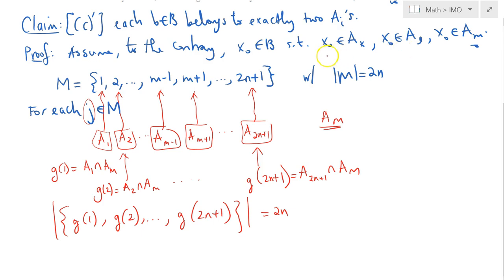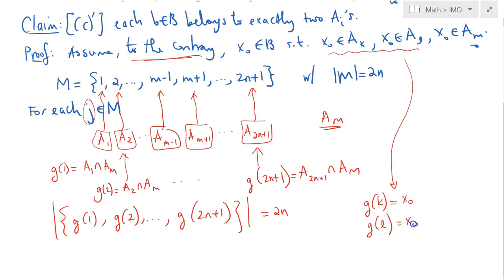If we look closely, we would realize that, for example, that's where we try to find the contradiction, right? g of k as a result would simply be equal to x0, as is g of l. That's also equal to x0. Why? Because this is simply the intersection of A_k and A_M, and this is also the intersection of A_L and A_M.